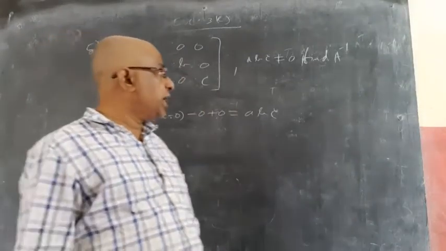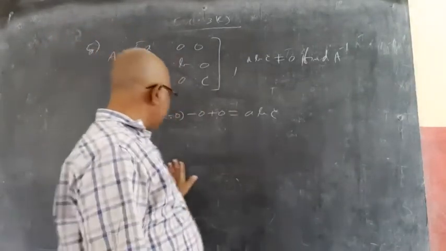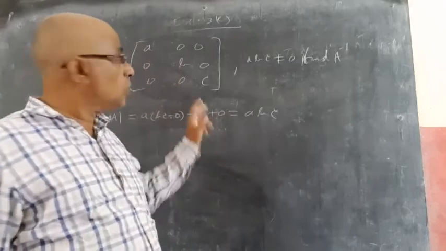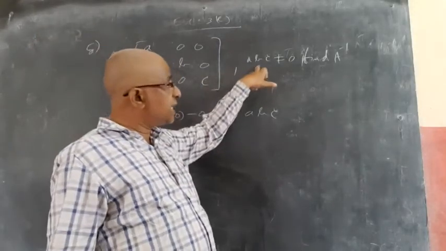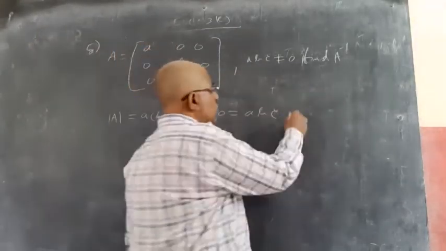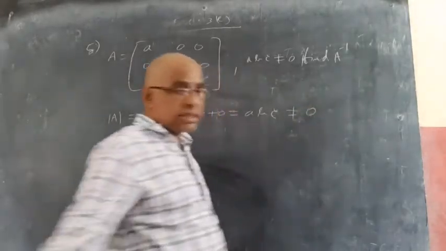Next, find A inverse. Now, to find A inverse, det A we find. It should not be 0. So that's why he himself is saying ABC not equal to 0. Not equal to 0 means it is a non-singular matrix.